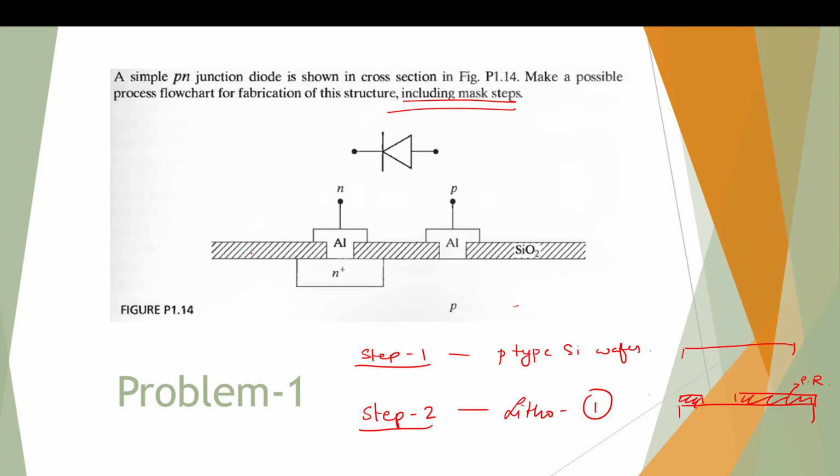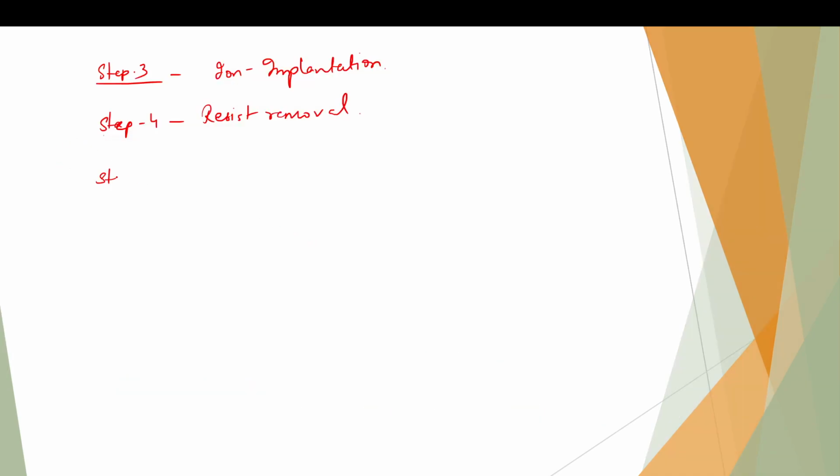So what is the third step? Third step, as we discussed, is ion implantation. This will naturally be followed by resist strip or resist removal. Okay. So after that, what did we have to do? Now we have to deposit this SiO2 layer, right? So step 5 will be SiO2 deposition.